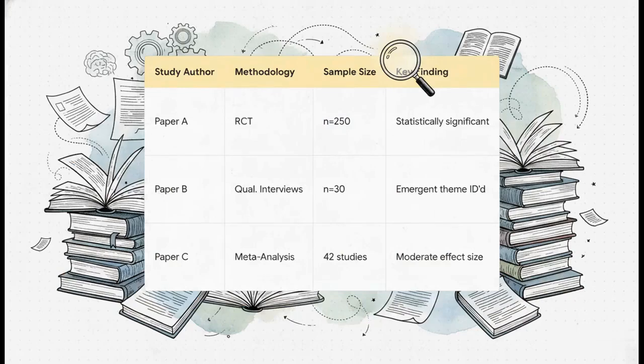This analytical power gets a huge boost from the data table feature, and this thing is a total game changer for literature reviews. You can upload dozens of dense, qualitative papers and ask NotebookLM to pull out key info, like methodology, sample size, or key findings, and organize it all into a structured grid, just like this. It turns that wall of text into a clear, comparable table that you can export right into Google Sheets.